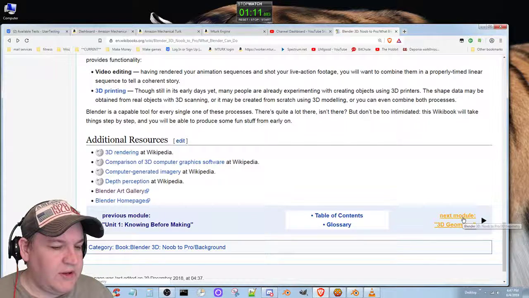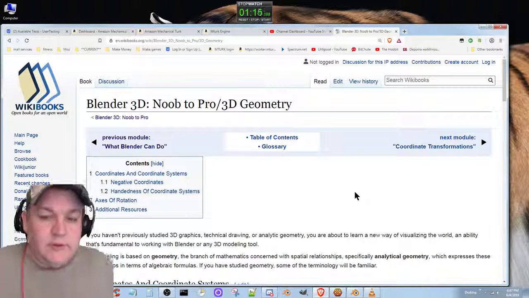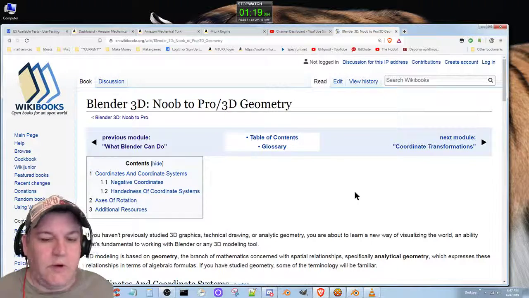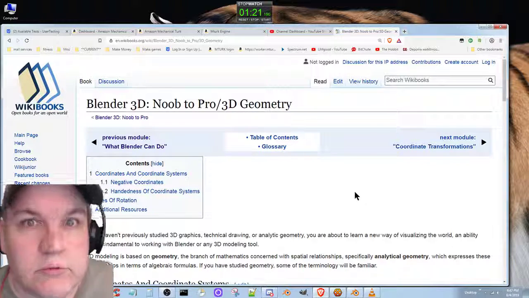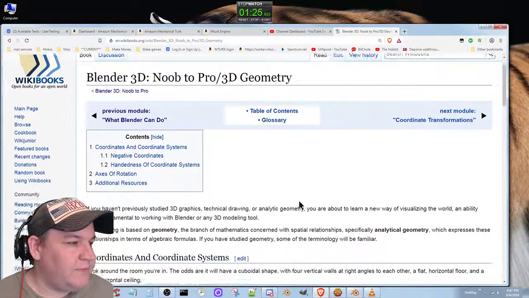Next module, 3D geometry. Ooh, 3D geometry. 3D. Ooh. 3D. Okay. Enough of that.